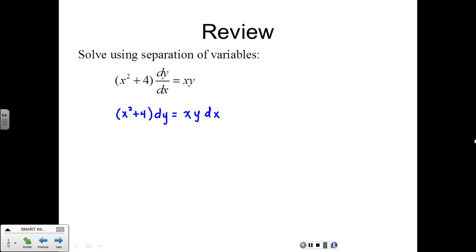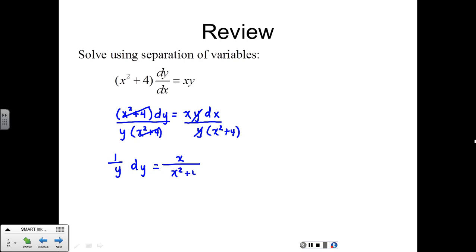Okay, everything is not good here. So I need on the right side to get rid of that y. So I'm going to divide both sides by y. And on the left side, we don't need that x squared plus 4 quantity. I'm going to divide that off both sides also. It'll leave me with 1 over y dy and x over x squared plus 4 dx.